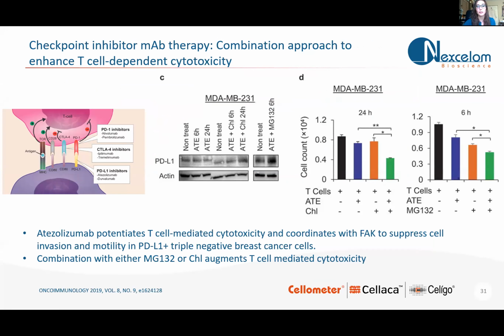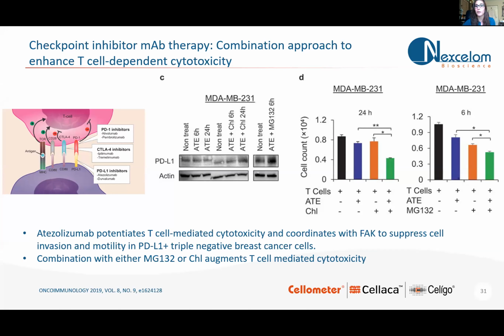And this is used on Celigo to actually screen for synergistic effects to elicit cell cytotoxicity in triple-negative breast cancer cells. And so here was a screen done. This is actually published data in OncoImmunology, where we screened the ability of T cells to elicit cell killing with atezolizumab treatment, as well as augmenting it with either a proteasome inhibitor or lysosome inhibitor as well.